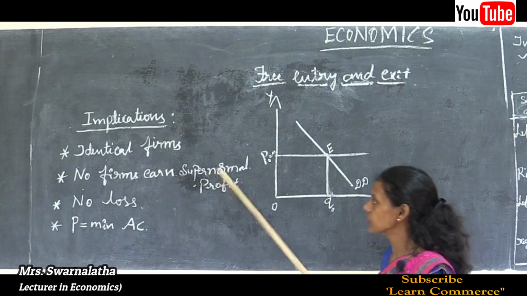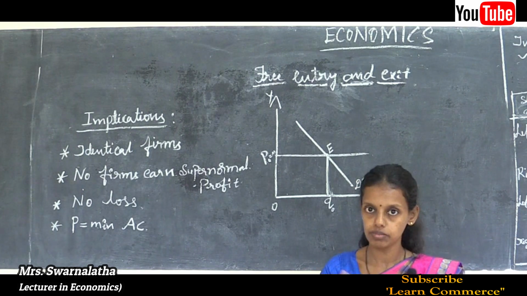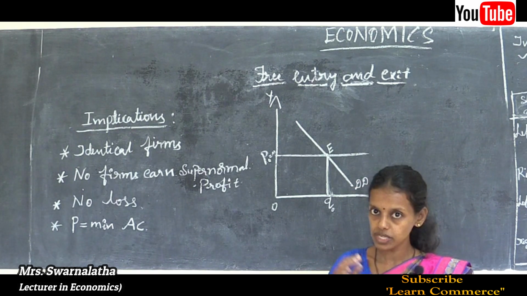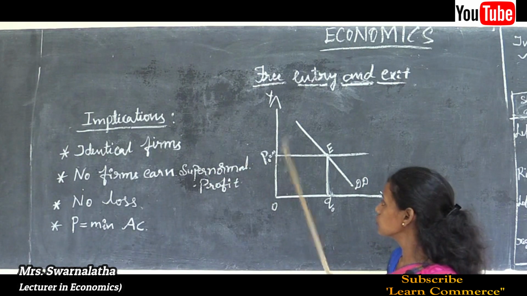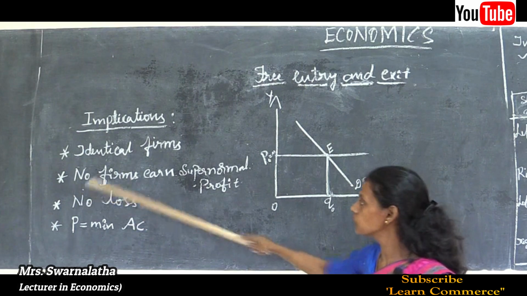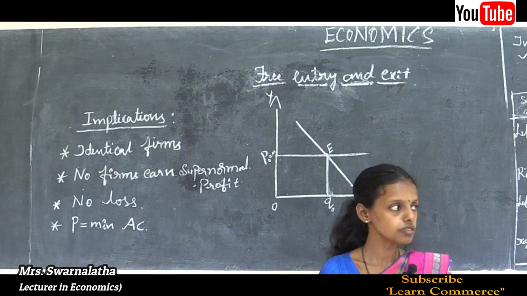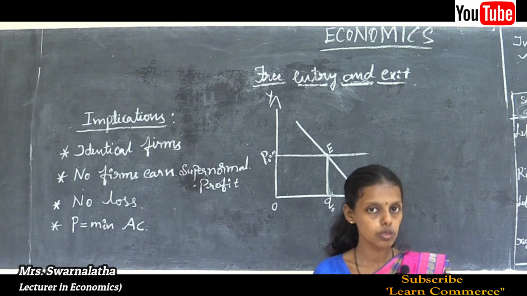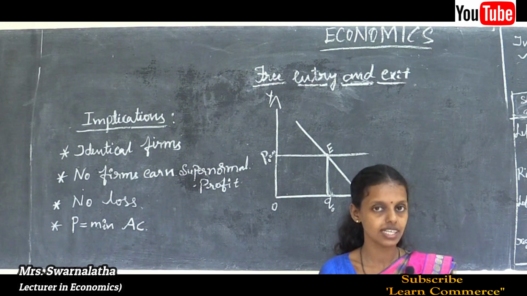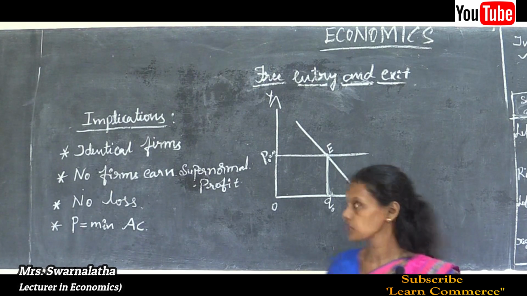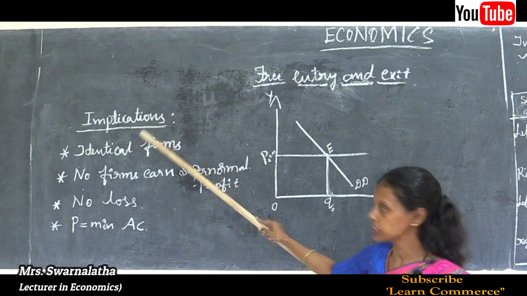So no firm earns supernormal profit. Supernormal profit is nothing but profit above the normal profit, meaning the price must be greater than the average cost, that is, revenue must be more than the average cost. As we studied in the previous chapter, all the firms are going to earn the normal profit. So the price must be equal to the minimum average cost, which is the condition of free entry and exit. So no firm earns supernormal profit under the condition of market equilibrium.